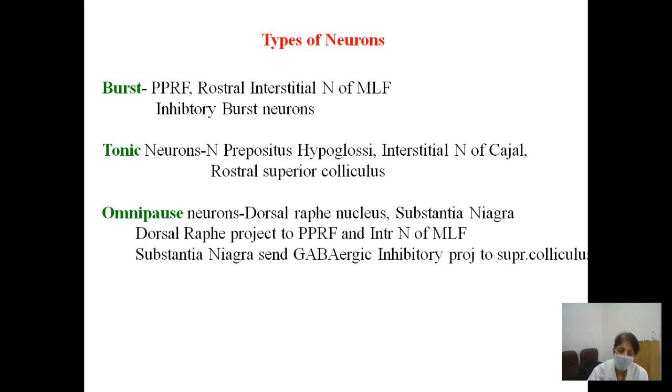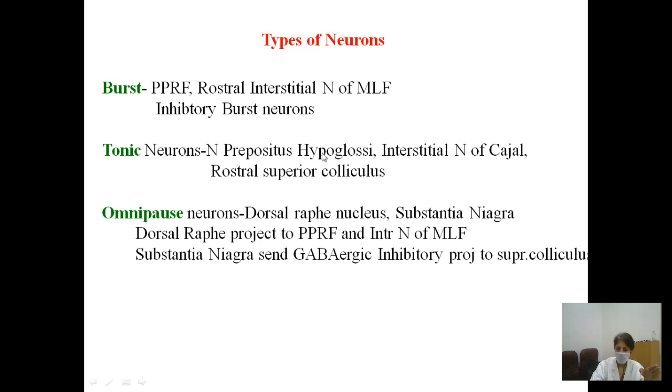Now, as I told you, for example, if my right eye has to look on the right, the lateral rectus of the right side contracts and the medial rectus of the opposite side. So the lateral rectus of the opposite side has to get passively lengthened, and for that you have the inhibitory burst neurons. So burst neurons are the ones which are going to initiate the movement. Inhibitory neurons will allow for the passive lengthening of the opposite side muscle, and the tonic neurons are the ones which are going to help in fixation.